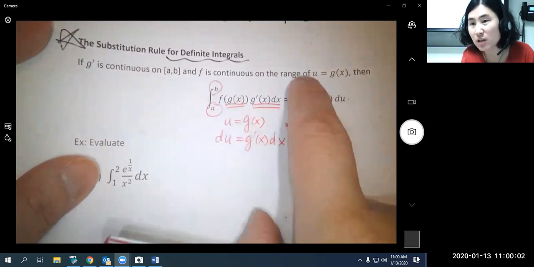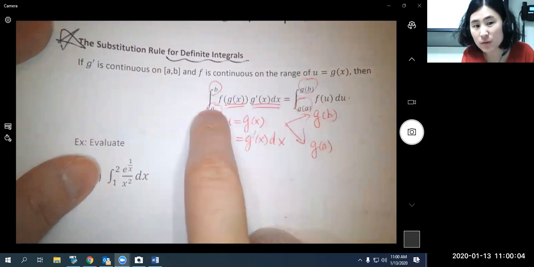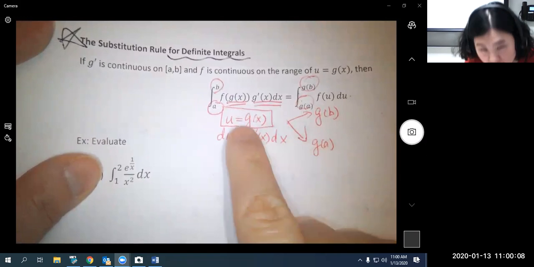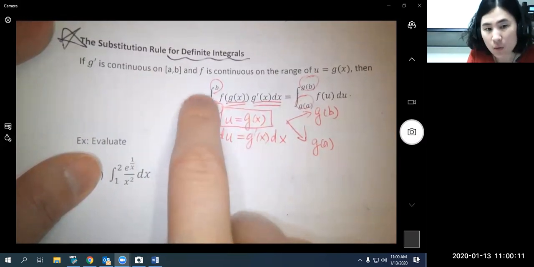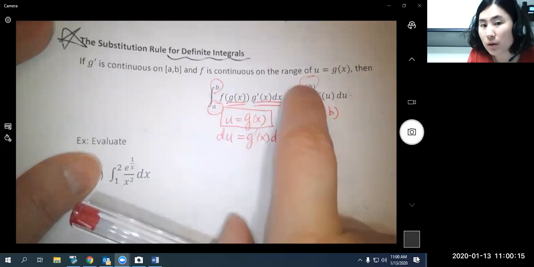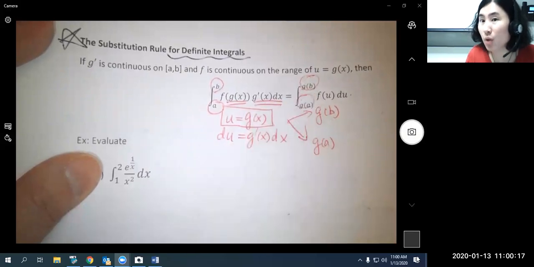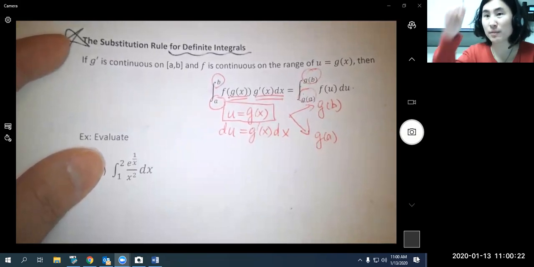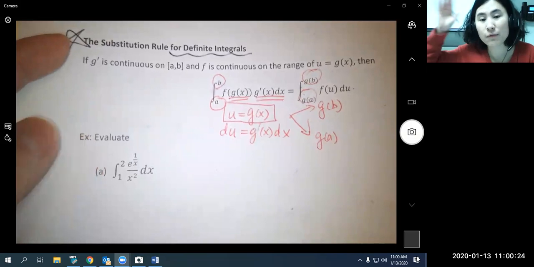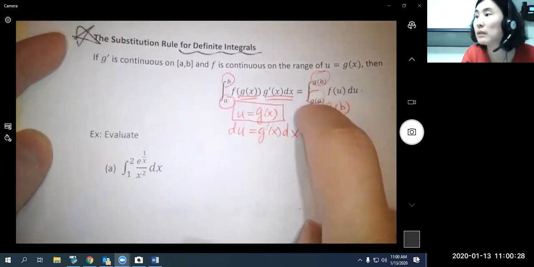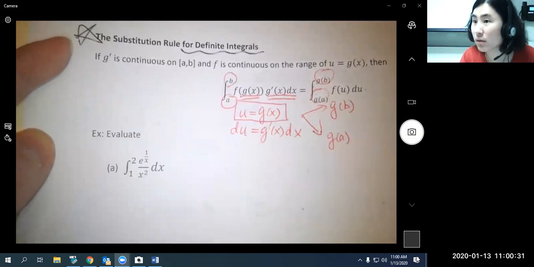How to figure out the new limits? When x equals a, compute u by using the substitution. When x equals b, compute g of b for our upper limit for u. This is the only difference between the definite integral and the indefinite integral. For an indefinite integral, you just use substitution and plus C eventually. But for a definite integral, because we have the limits, eventually we have to change what? The limits for the definite integral. Is that good? All right.